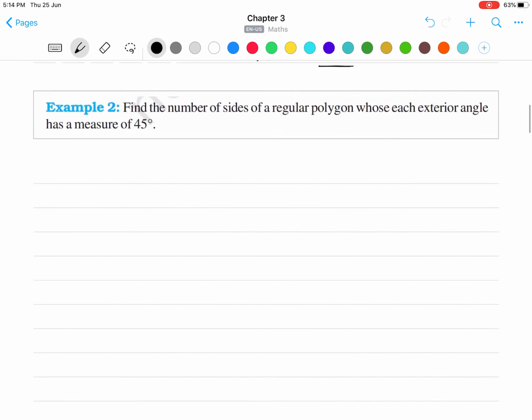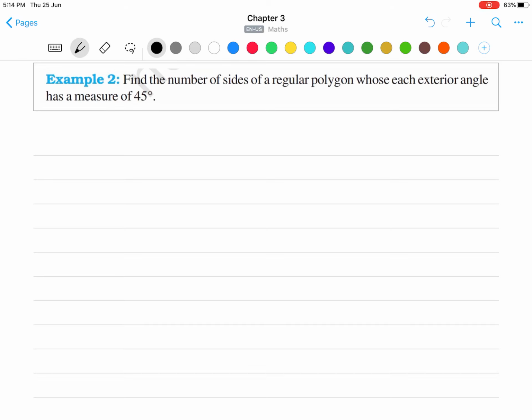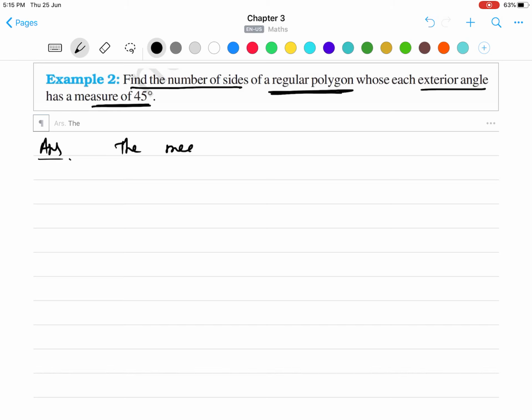Similarly, now we have to find the number of sides. Here we are asked to find the number of sides for a regular polygon. This time the polygon is a regular polygon whose exterior angle is given, which is equal to 45 degrees. So let's write the solution. What we are given here is the measure of the exterior angle, which is 45 degrees.